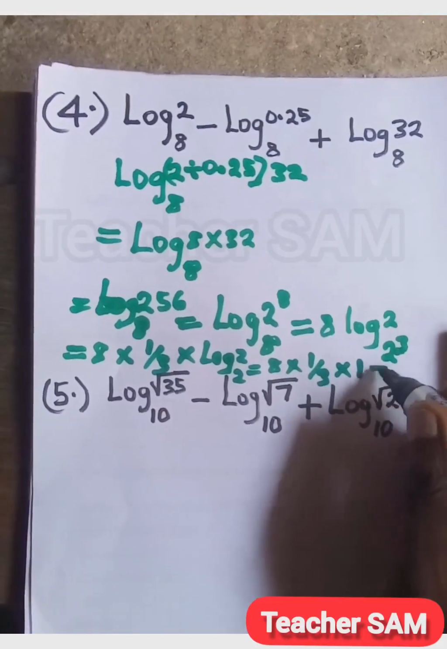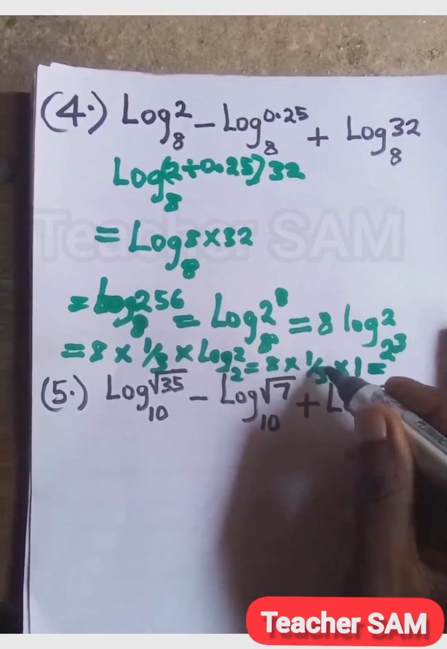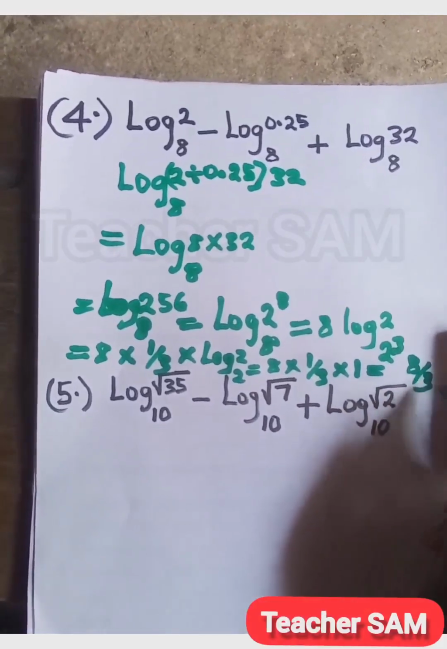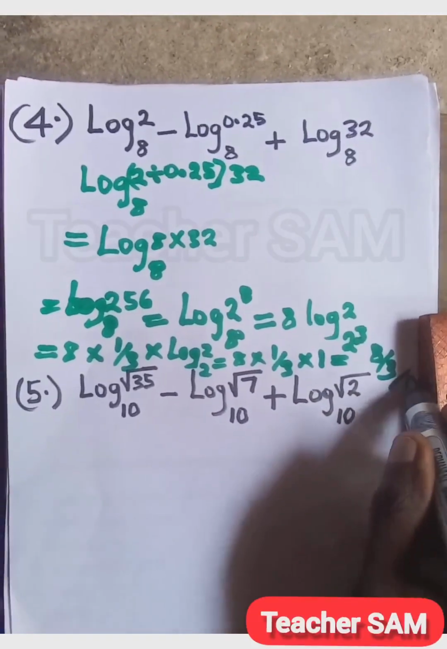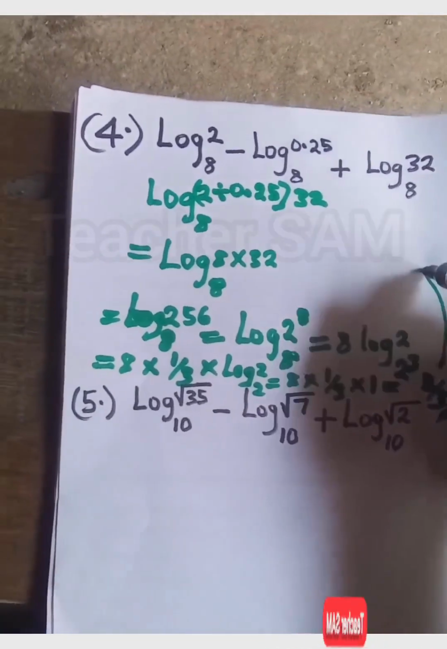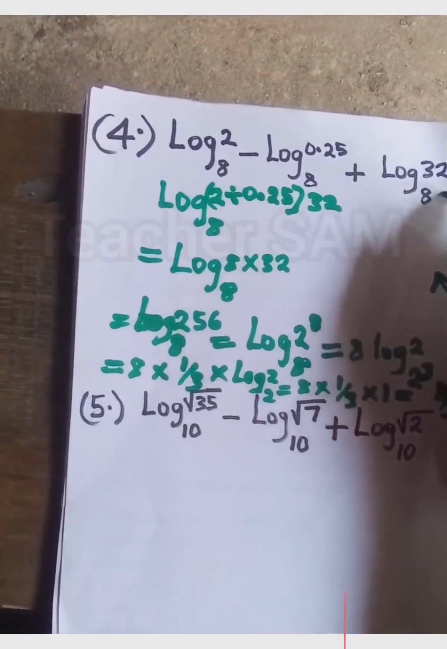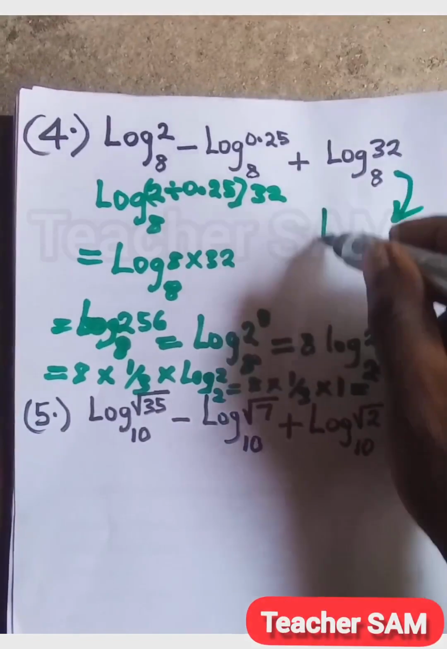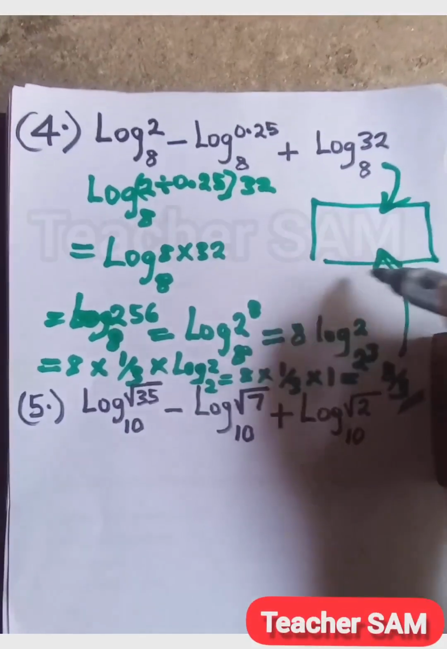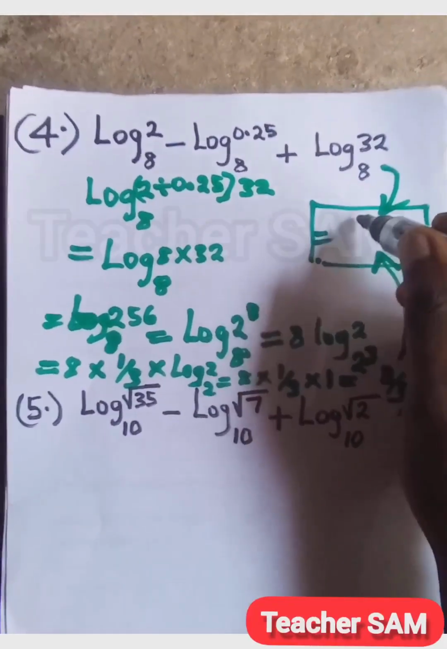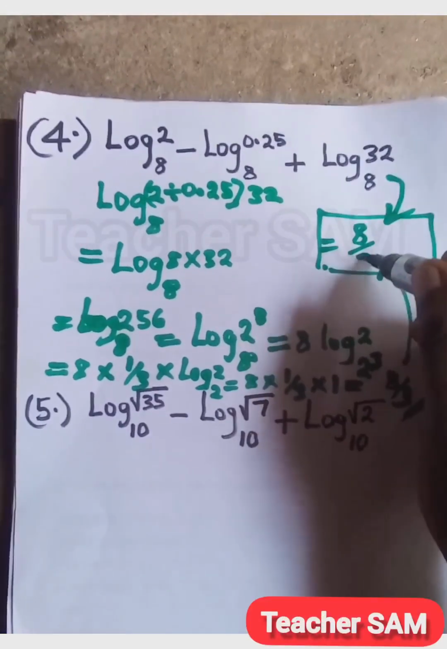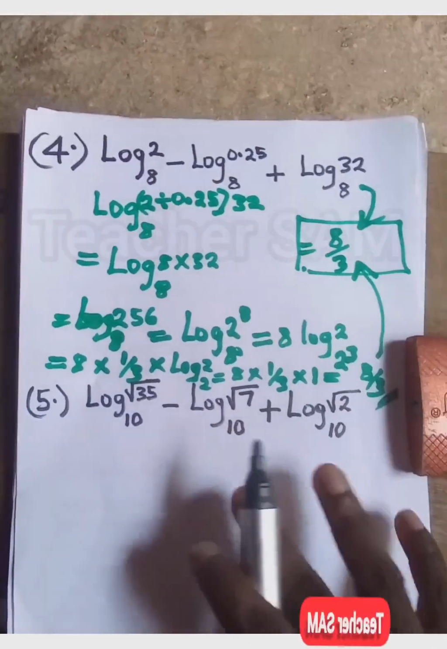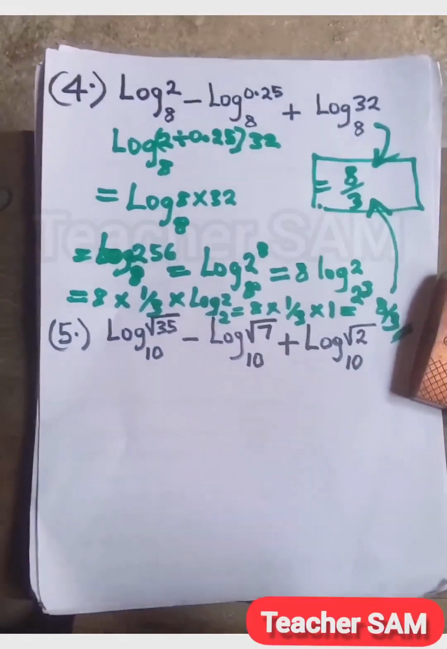So at the end of the day, we have our answer. 8 times 1 over 3 is 8 over 3, which is our answer. So permit me to bring it up here: the answer to this question now becomes 8 over 3. So everything is now 8 over 3. I just had to write it there so that you can see it better. So that is the answer to that question.